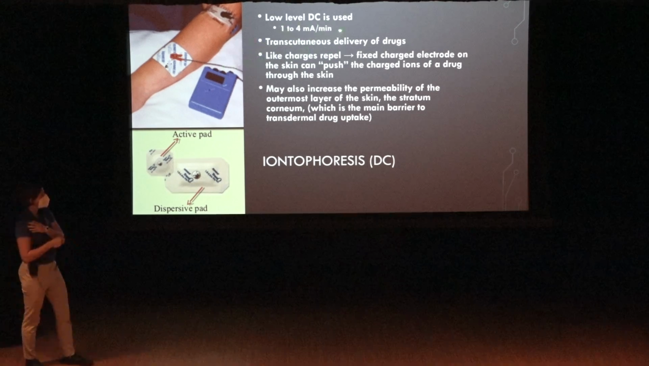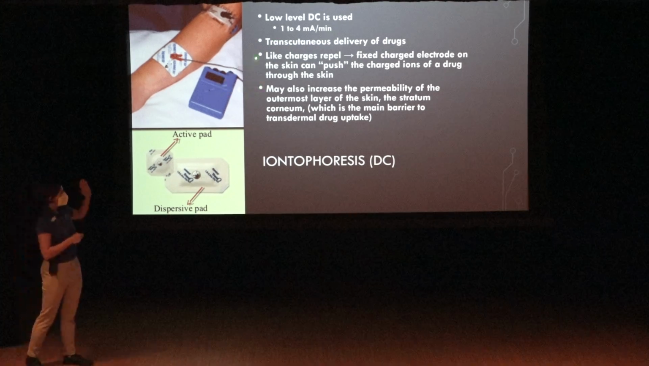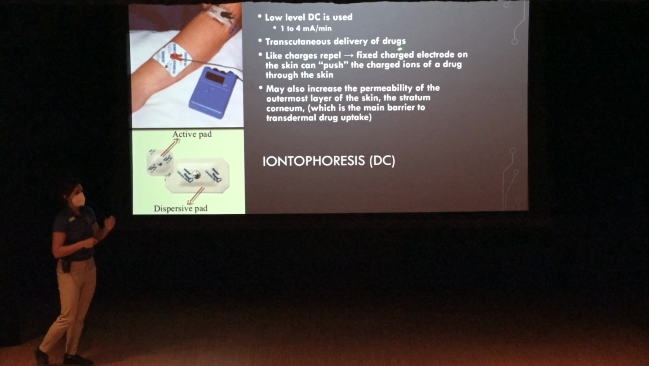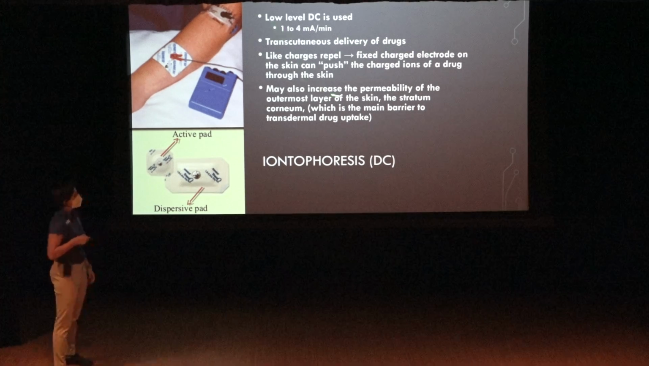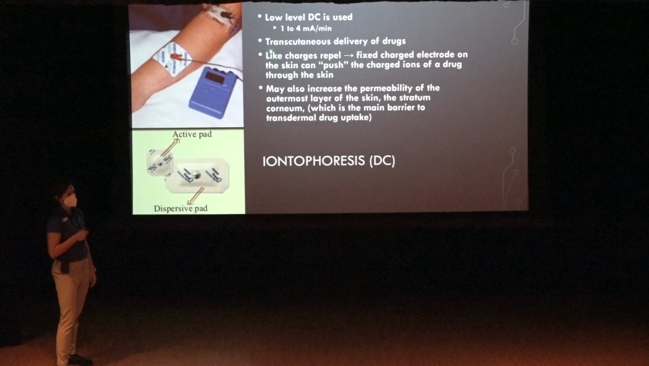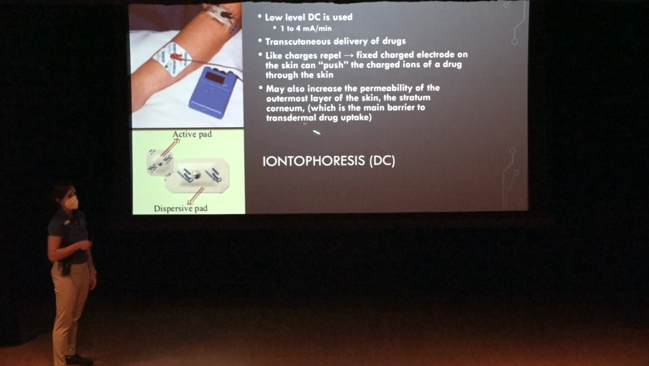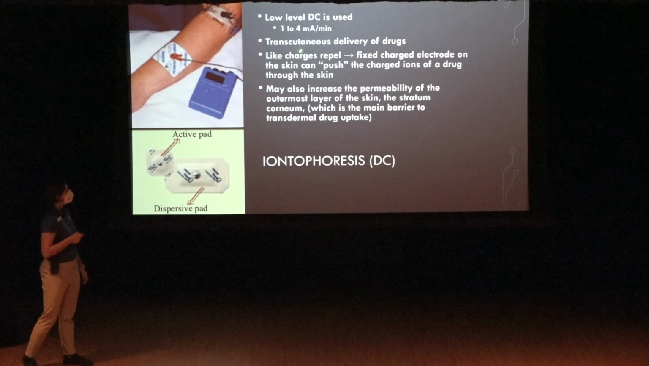This is a dosage, so it's time dependent as well as voltage dependent. So if I want to deliver a drug to a patient and I set it to 1 milliamp minute, and that's all they can tolerate, they don't like the sensation, it's going to take 40 minutes, like a 4-to-1 ratio, for them to get that full delivery of the drug. If I set it to 4, it takes 10.